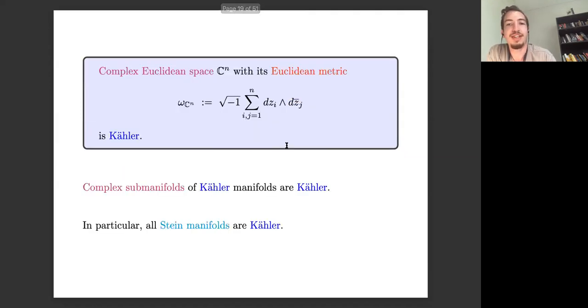Okay, so let's just give some examples. I have a nice little example: just take the Euclidean metric on C^n. That's going to be an example of a Kähler metric. More importantly, if I restrict to a complex submanifold, then that will inherit the Kähler structure. And that actually has an important implication, because now it tells me that all Stein manifolds are Kähler, because I can holomorphically embed a Stein manifold into C^n. So I can restrict the Kähler structure and it'll therefore be Kähler as well.